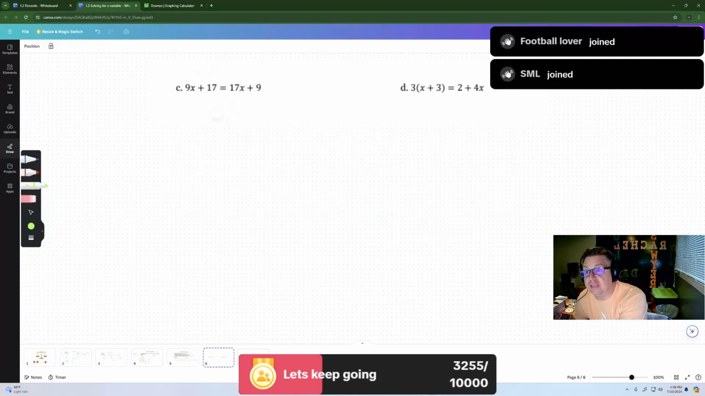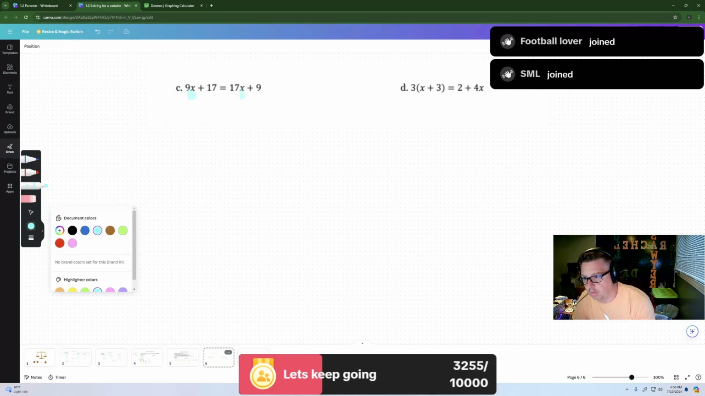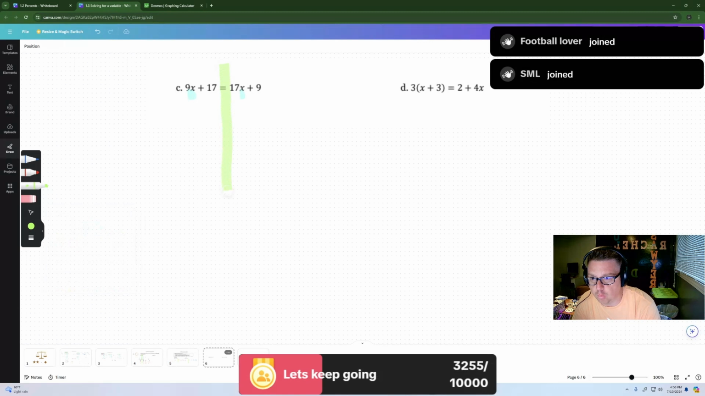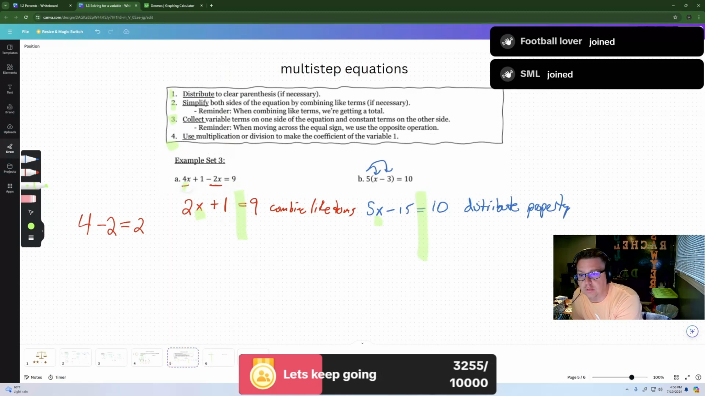Now, these I am going to talk about. When we underline our variables, so you're going to underline, underline, and then we're going to draw a line down the middle of the equal sign. What do you notice about our highlights? I'm actually going to go back to the problem before. What do you notice about our highlights for this problem? Are they on the same side, or are they on opposite sides of our line?